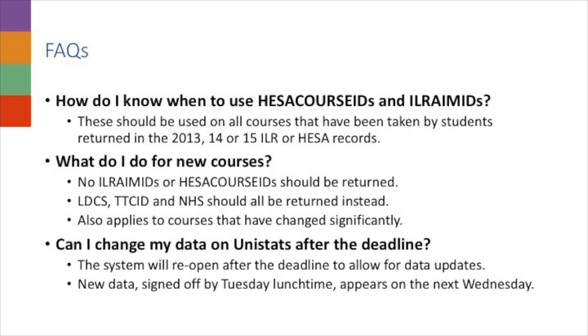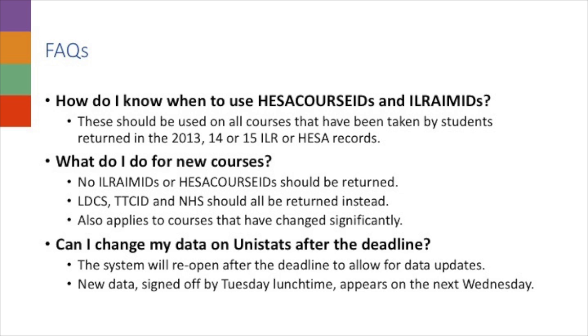You should only link to HESA course IDs and ILR AIM IDs for the students in the most recent 3 years of the HESA or ILR record. And any course that is not a new course, we would expect to see linking back to at least one of those 3 years.